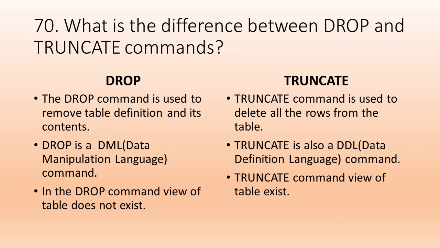What is the difference between drop and truncate commands? The drop command is used to remove the table definition and its contents, whereas the truncate command is used to delete all the rows from the table. Drop is a DML data manipulation language command, whereas truncate is a DDL data definition language command. In the drop command, the view of the table does not exist, whereas in the truncate command, the view of the table exists.